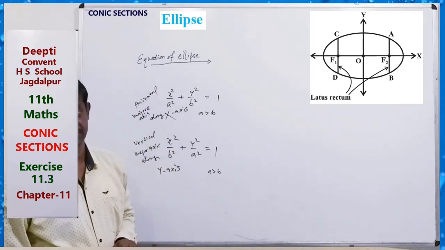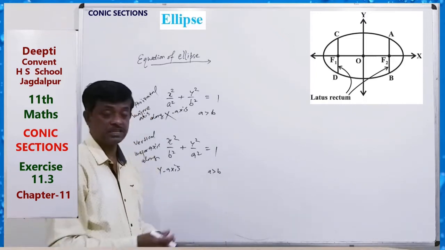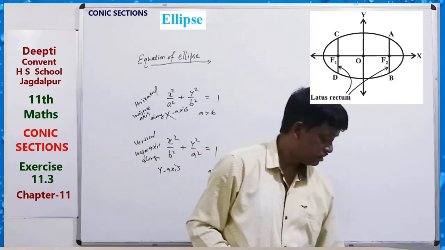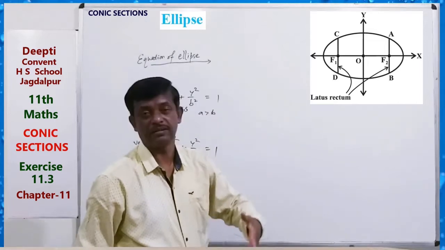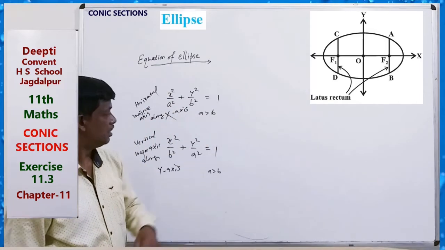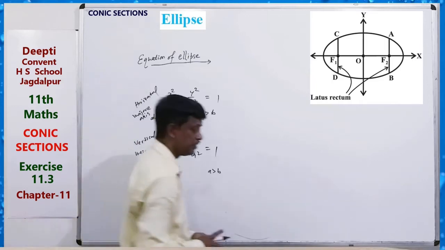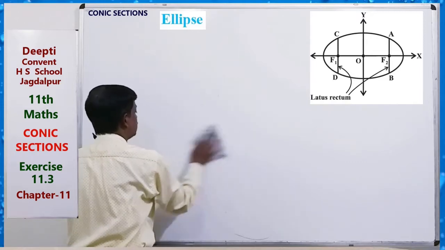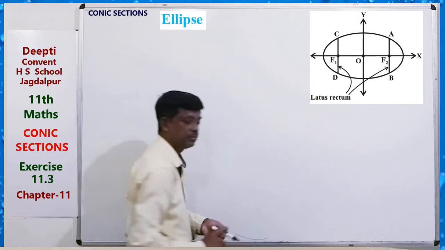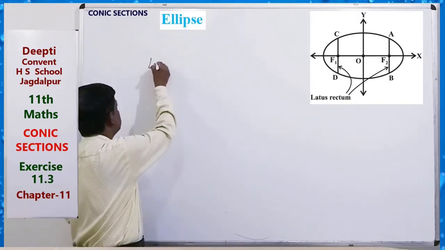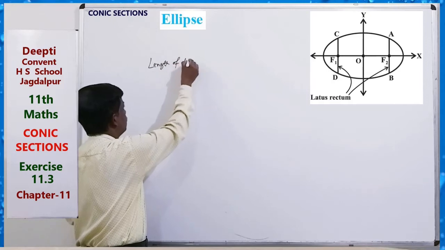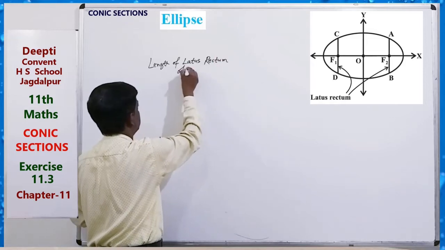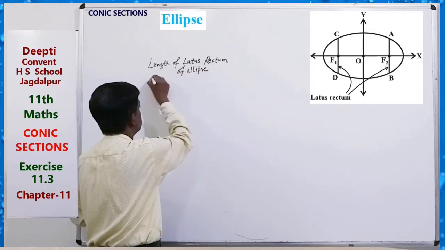Okay, so these are the equations of the ellipse. Now in exercise 11.3 we will first solve some questions for finding all the factors: focus, major axis, minor axis, latus rectum. Also here, what is the latus rectum? For finding the length of the latus rectum, just like parabola, here is the length of the latus rectum of the ellipse. First of all, what is the latus rectum?